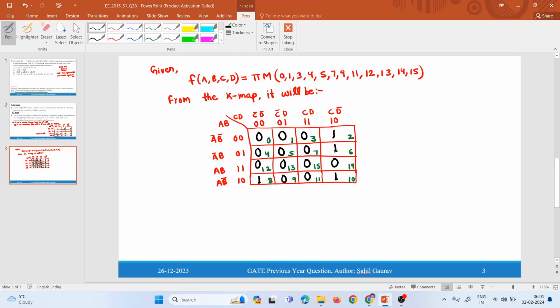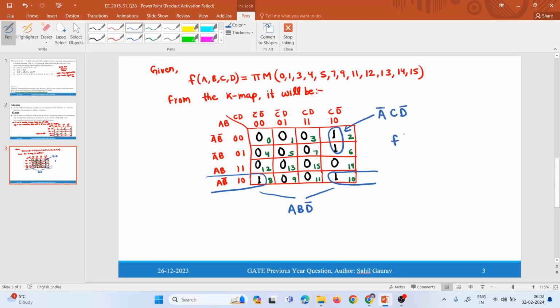So first we will do the minimization using the min terms. The min terms will be 2, 6, 10, and 8. Taking them as groups, here A bar will come out and B bar will get cancelled out, giving A bar C D bar, and the other term will be clubbed with this one. For this we can write A B bar as it is, and here D bar will come, and C and C bar will get cancelled out, so A B D bar.